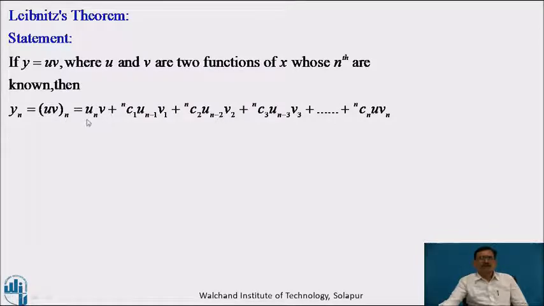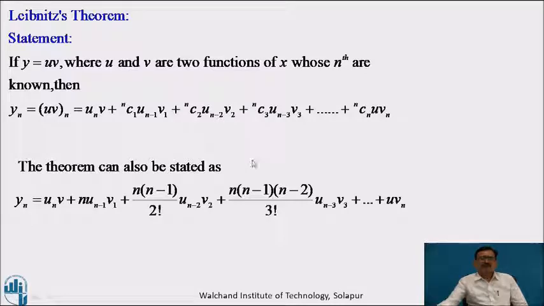is equal to u suffix n, means nth derivative of u into v, plus nC1, n minus 1 derivative of u and first derivative of v, that is v suffix 1, plus nC2 into u suffix n minus 2 and v suffix 2, here suffixes denote the order of the derivatives, plus nC3 u suffix n minus 3 v3 and so on, and the nth term is plus nCn u into vn.